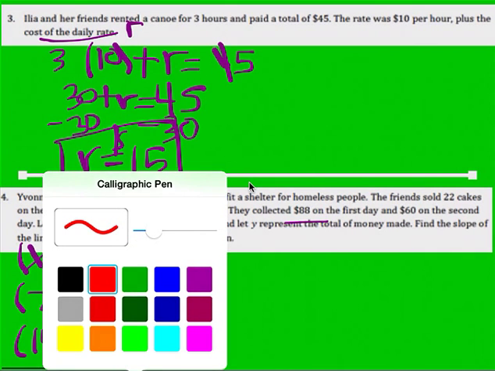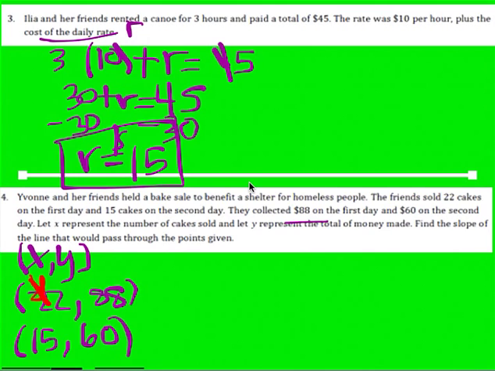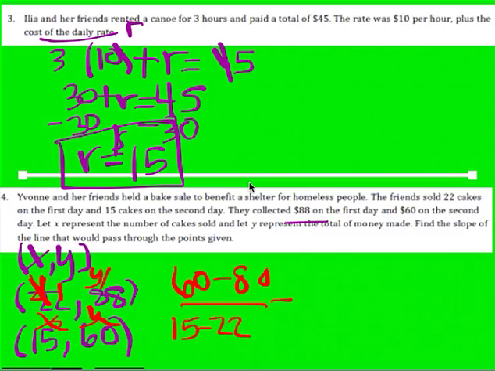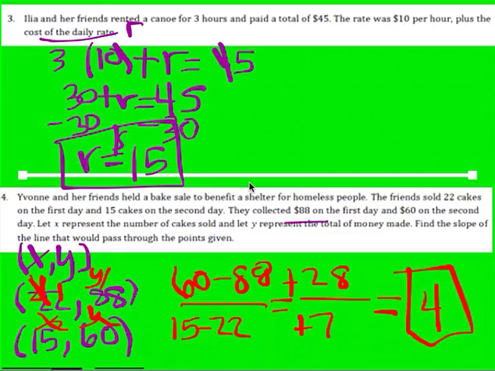So we need to figure out what our y1 is. So this is x1, y1, x2, y2. So we're going to do y2 minus y1 over x2 minus x1. Well, 60 minus 88 is going to give me a negative 28. 15 minus 22 is a negative 7. Since they're both negative, it's going to become a positive, and 28 divided by 7 is 4. So that's your final answer for number 4.